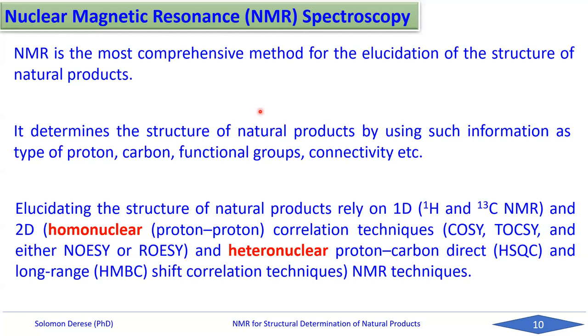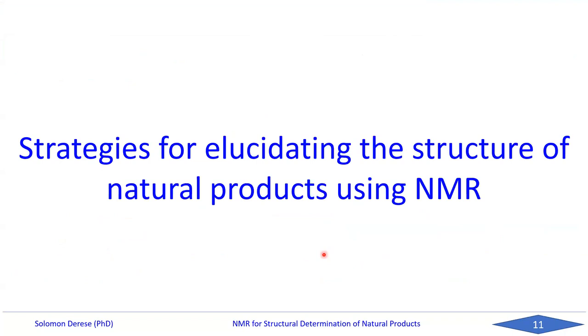In NMR, we use 1D proton and carbon-13 NMR and 2D homonuclear or heteronuclear techniques to unequivocally determine the structure of organic compounds and natural products. I want to take you through some of the strategies one can use for elucidating the structure of a natural product using NMR. Then I will give examples from my PhD work and the work of some of our students, showing how they used NMR in determining the structures of their molecules.